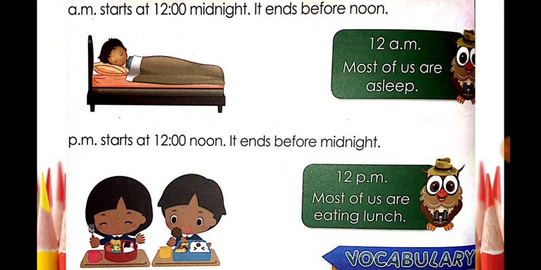So let's read here. a.m. starts at 12 midnight. It ends before noon. At 12 a.m. most of us are asleep. Yes, we don't wake up at 12 a.m. We're still asleep. p.m. starts at 12 noon. It ends before midnight. At 12 p.m. most of us are eating lunch. For example, if you are eating lunch in your salah break, it will be 12 p.m. But you will not eat your lunch at 12 a.m. because you are already asleep.